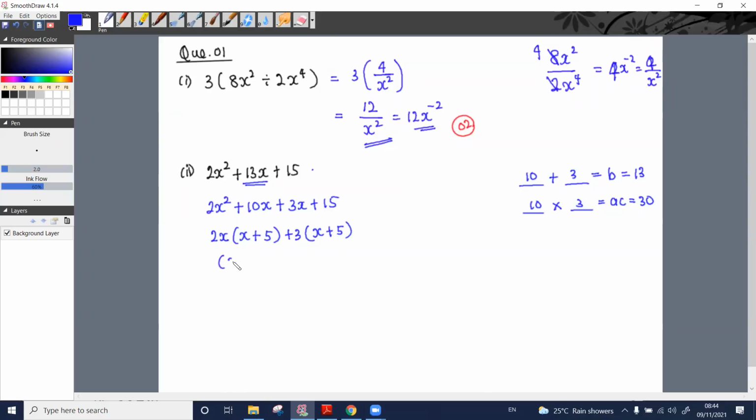So the final answer should be x plus 5 into 2x plus 3. This should be the final answer. If you got this, allocate 2 marks.